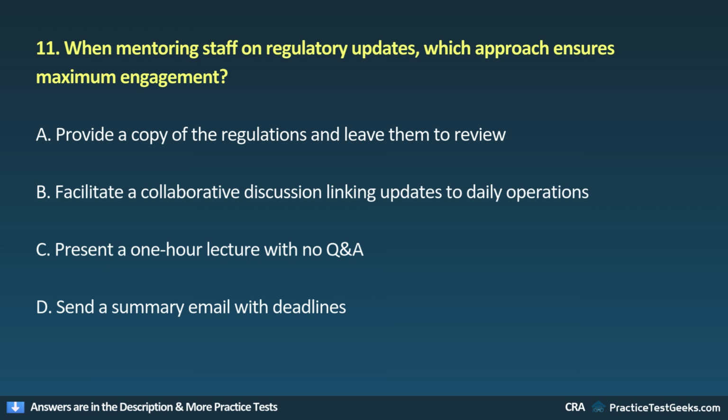11. When mentoring staff on regulatory updates, which approach ensures maximum engagement? A. Provide a copy of the regulations and leave them to review. B. Facilitate a collaborative discussion linking updates to daily operations. C. Present a 1-hour lecture with no Q&A. D. Send a summary email with deadlines.